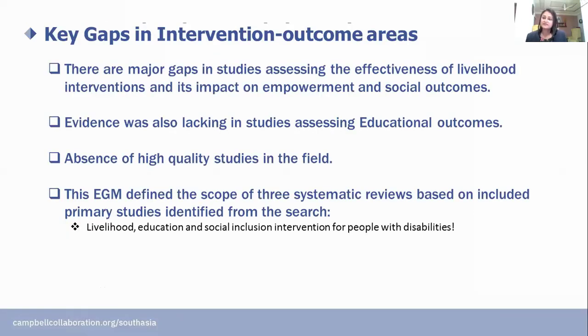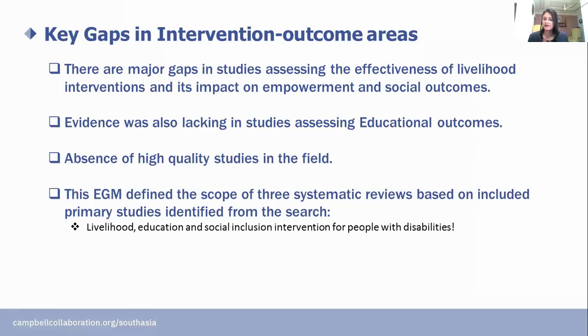So we identified these key gaps, not just in terms of the population subgroup, but also in terms of the interventions and outcomes. And then we did the analysis based on the population as well. That identified that we had very few studies that were focusing on social inclusion, interventions that actually lead to the inclusion of people with disabilities, and also that lead to the livelihood and educational outcomes for people with disabilities.